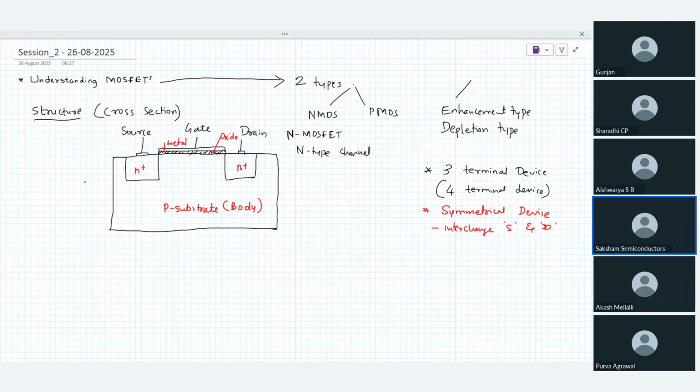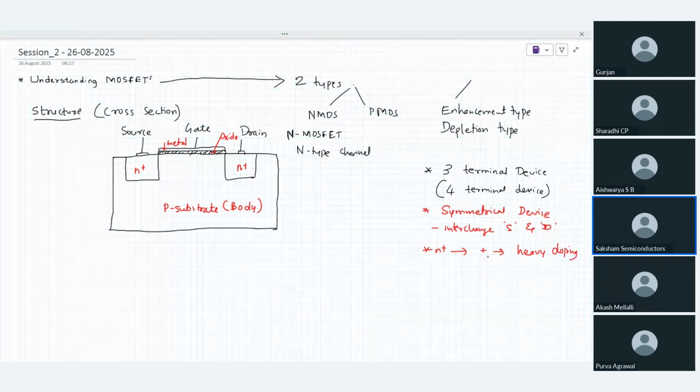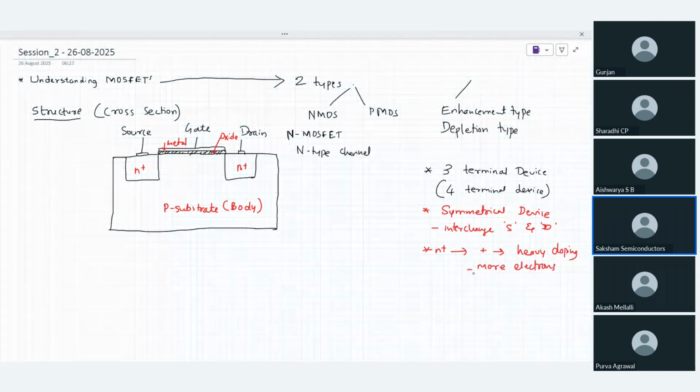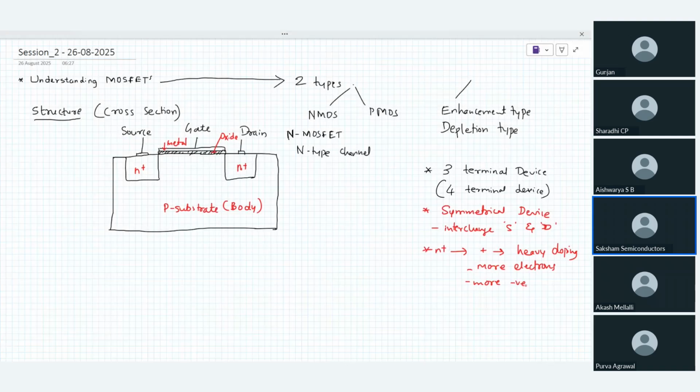The reason for writing N plus here is that it is not negative and positive together. Plus here indicates heavy doping. Heavy doping in the sense more electrons, or more negative charges. That is the indication of plus over here. Don't get confused. That means within this small area, a lot of charges are being pushed in. And in this area, I have the P-type material. So there goes my structure.